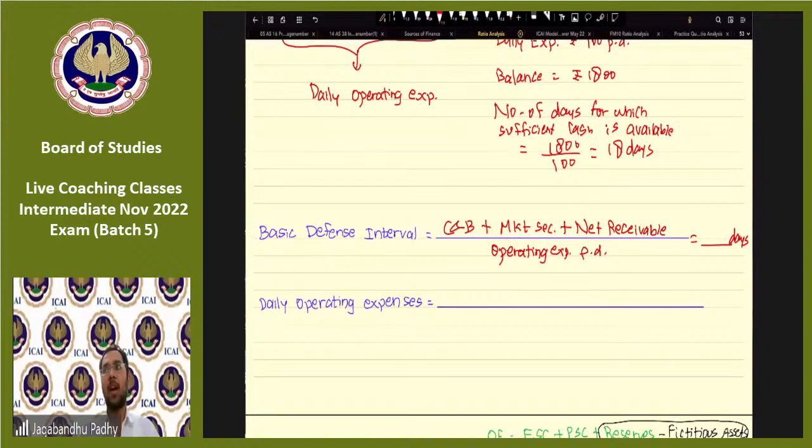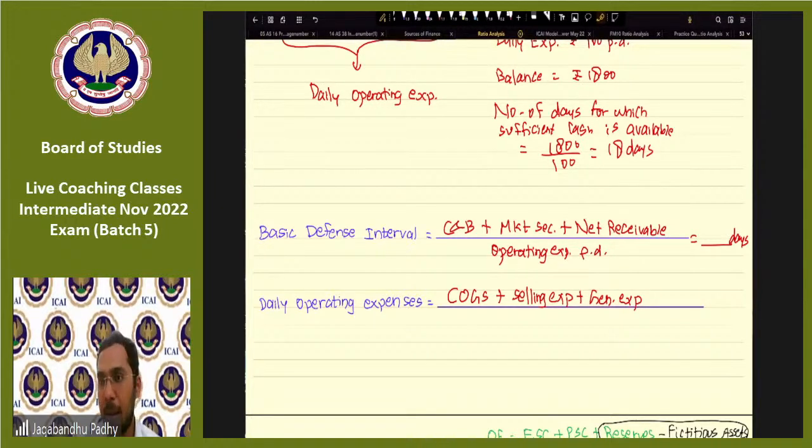For the daily operating expenses, I need to take the total operating expense and divide it by number of days. So basically, it's going to be your cost of goods sold plus the selling expenditure plus the general expenses that you have got, right? Now tell me, in this COGS or in this selling expense or in this general expense, can we have some non-cash expenditure, which I need not pay in cash? Can we have any such expenditure?